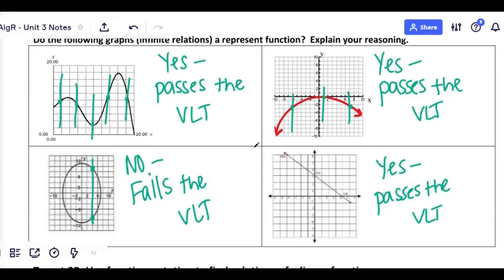Okay, so now that we've learned all about what qualifies a relation or a graph as a function, you're going to learn a little bit more about function notation with a really fun message from Mr. Dahl. Go ahead, Mr. Dahl, and take it away.